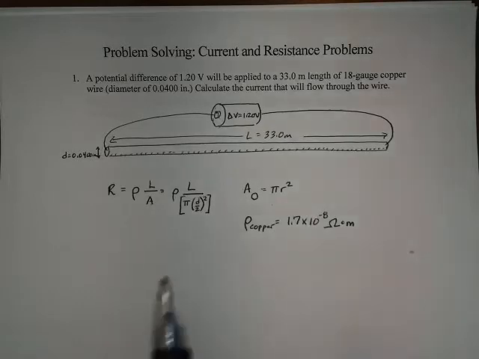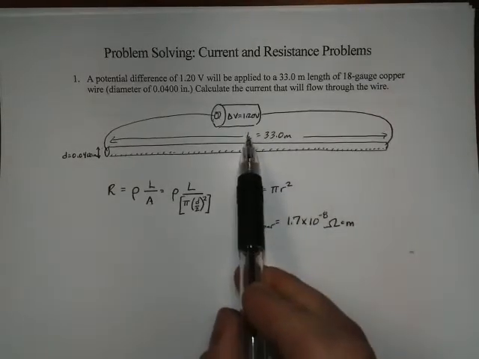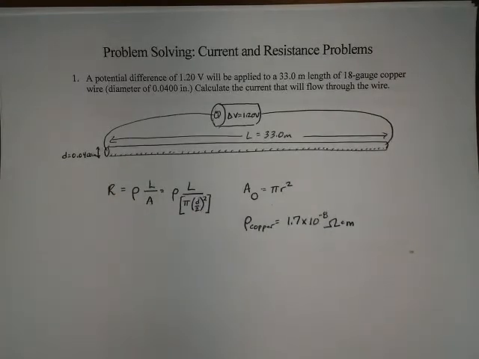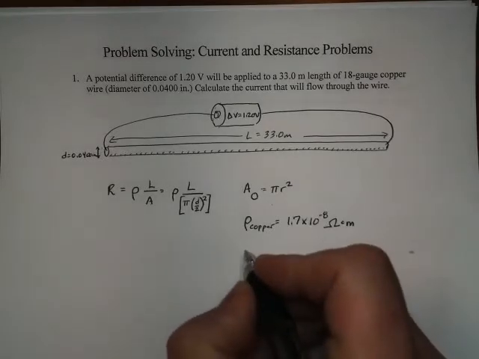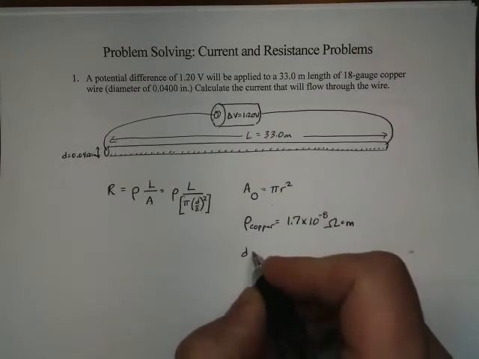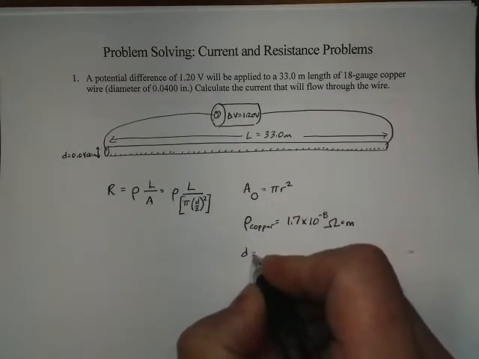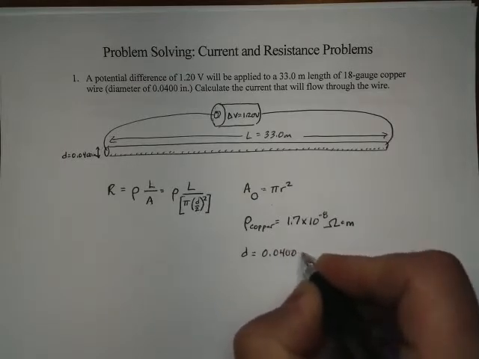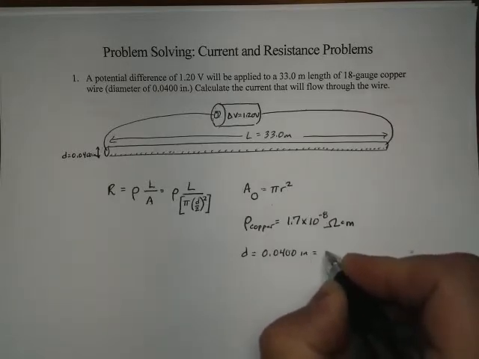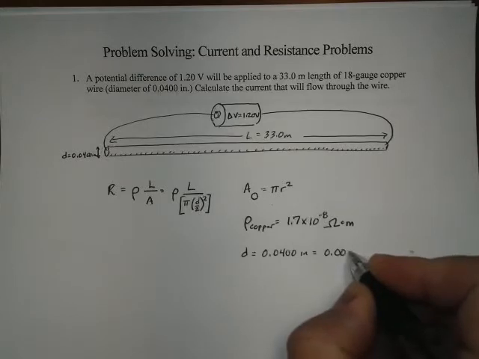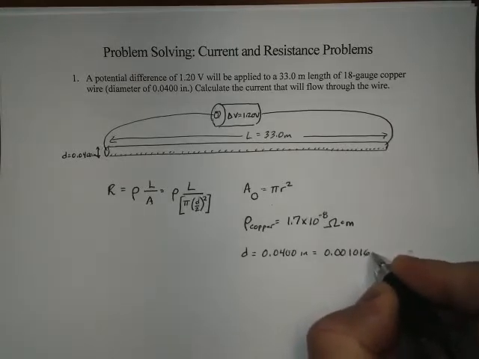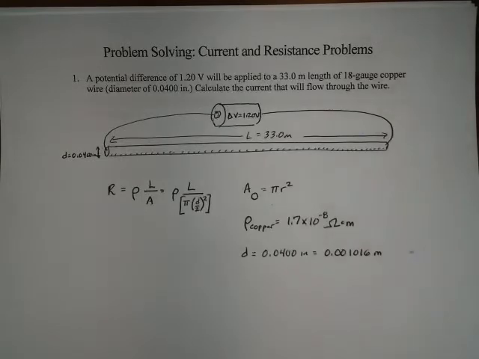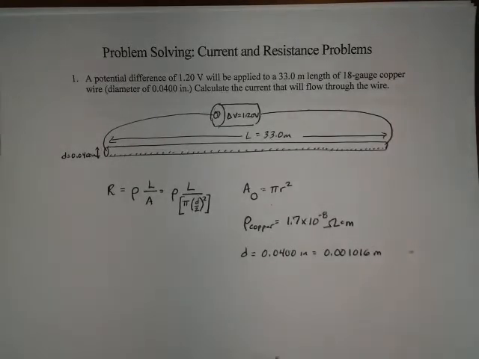We're almost ready to plug in, but notice the length is in meters, while the diameter is given to us in inches, and we're going to need everything in SI units if we're going to work out a resistance in ohms. So I used the Google convert. You can also realize that 2.54 centimeters is the same as 1 inch. That means 0.0400 inches is 0.001016 meters. Again, you can in Google just type in convert 0.04 inches to meters and it'll pop that number out for you.